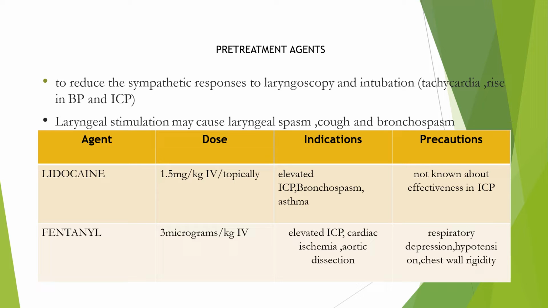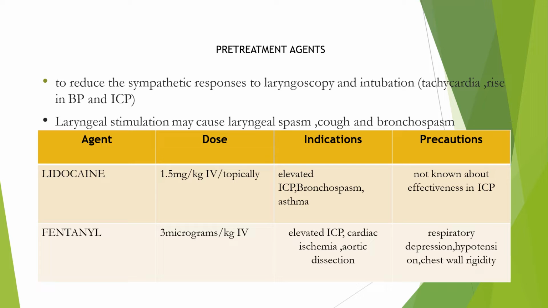We are using mainly 2 agents, that is lidocaine and fentanyl. Lidocaine, the dose is 1.5 milligram per kilogram, IV or topically. Indications are raised ICP, bronchospasm, and asthma. Even though we are using it in elevated ICP, the effectiveness is not known.